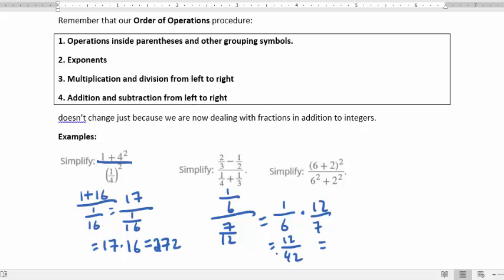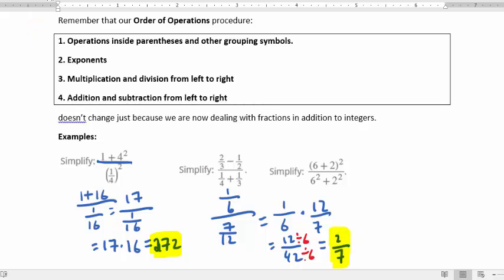What will go into both of those? Well, I know 2 does. 3 does also. So that means that 6 will go into both of these, because since 2 and 3 both go into them, 6 will go into them. So 12 divided by 6 is 2. And 42 divided by 6 is 7. So that's just 2/7. Okay, so let's highlight these so we can see what we had. That was 272. This one's 2/7.